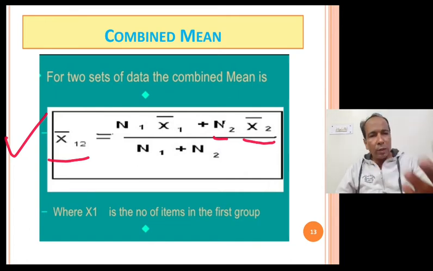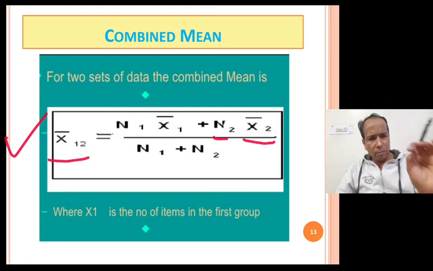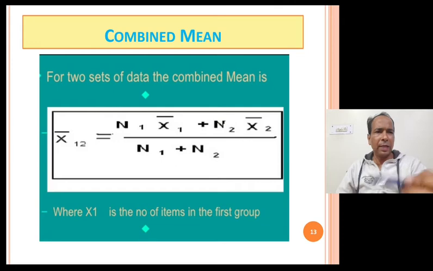If there are more than two groups, then it is n1 x1 bar plus n2 x2 bar plus n3 x3 bar plus n4 x4 bar plus, till the groups last, upon n1 plus n2 plus n3 plus n4, likewise. So that's not a tedious task, very easy. However many groups there are, you just do this process iteratively and there are no issues at all in calculating the combined mean.